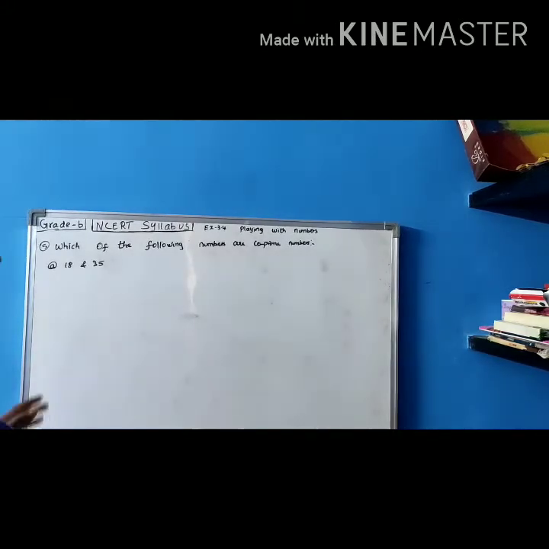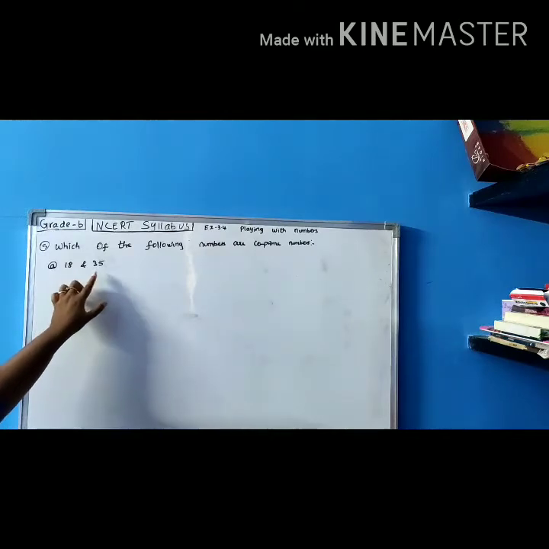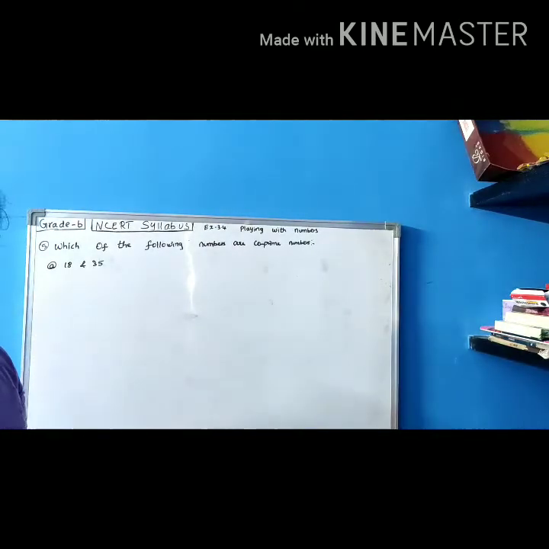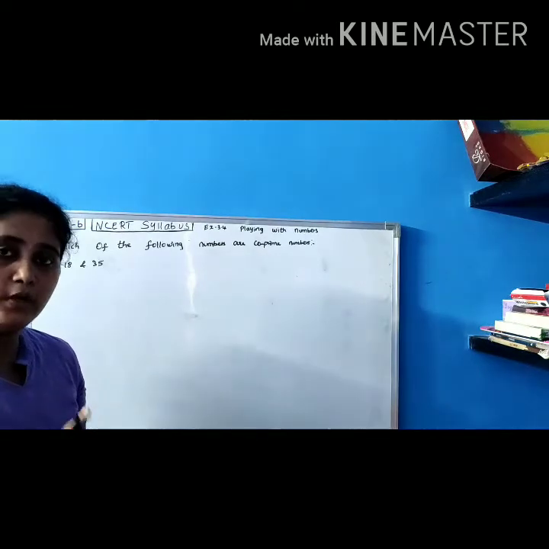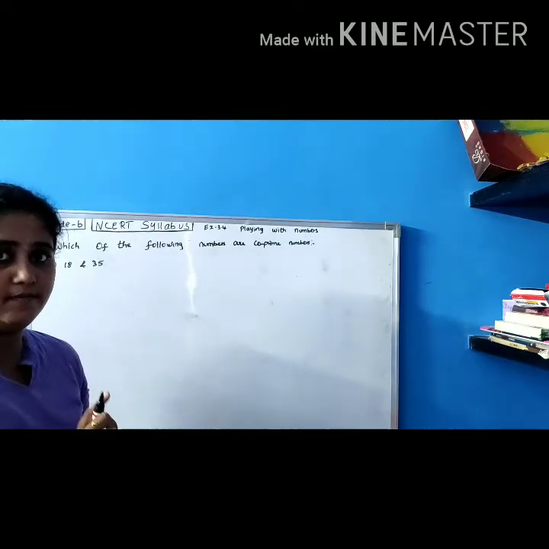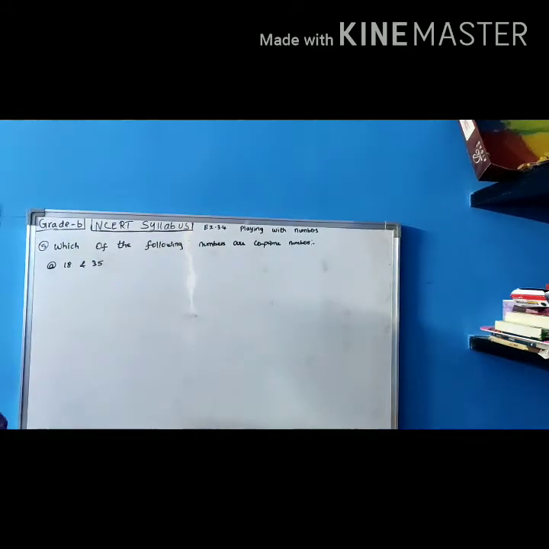Next we are going to see which of the following numbers are co-prime numbers. For that we took the numbers 18 and 35. Okay, you will write the factors of 18, you will write the factors of 35, and then you will see whether the common factor is only 1. If the common factor is only 1, it means the given numbers are co-prime numbers. Okay, did you understand? Now we will get into the sum.